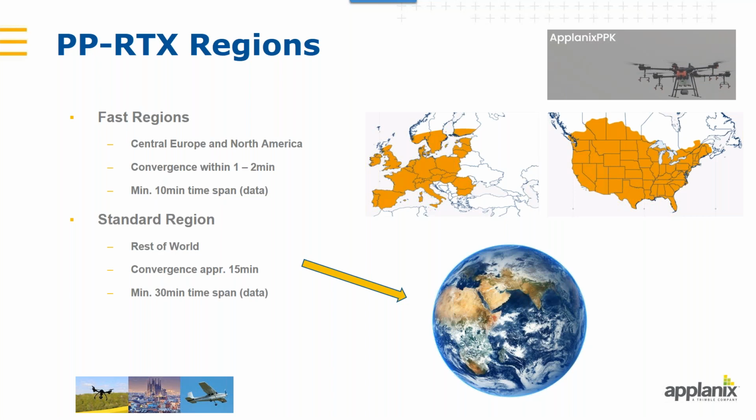The big advantage here for the fast regions is that the convergence time for the solution is very quick. It's about 1 or 2 minutes. And that allows you to process data of a time span of 10 minutes. For the standard region, which really covers the rest of the world, the convergence time is a little slower, and you would need to have a longer rover data time span. So the minimum is approximately 30 minutes to obtain the RMS that I just mentioned.